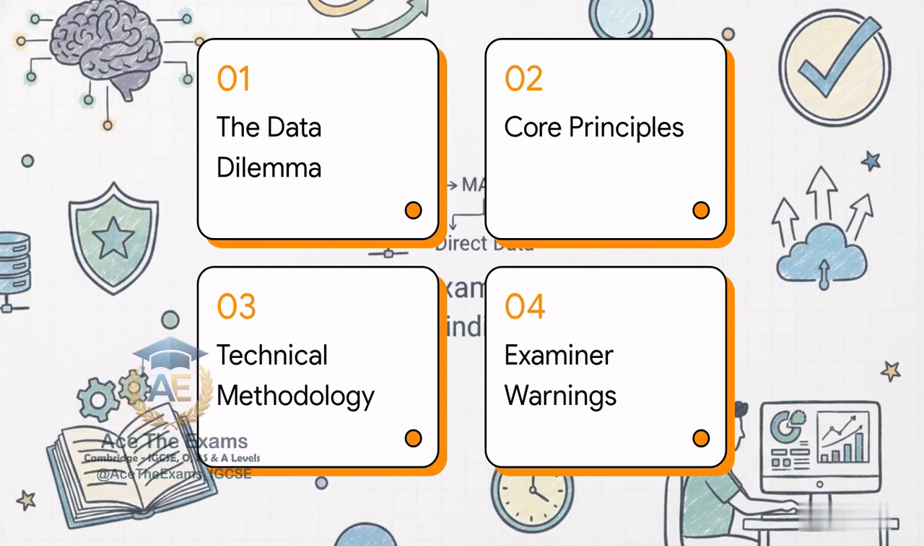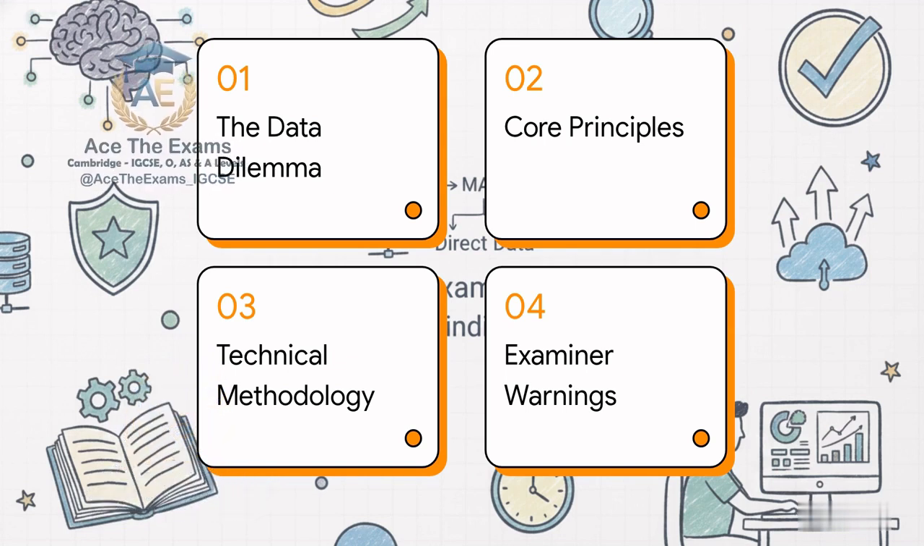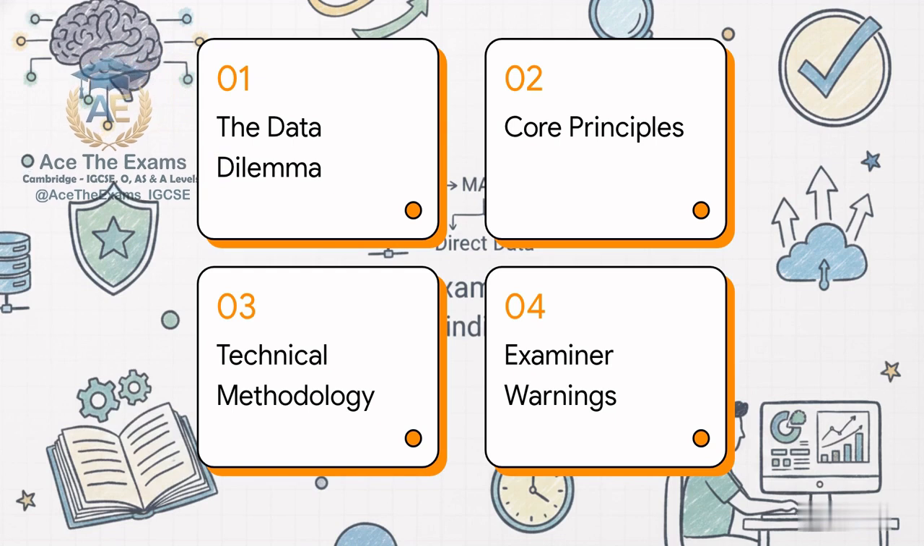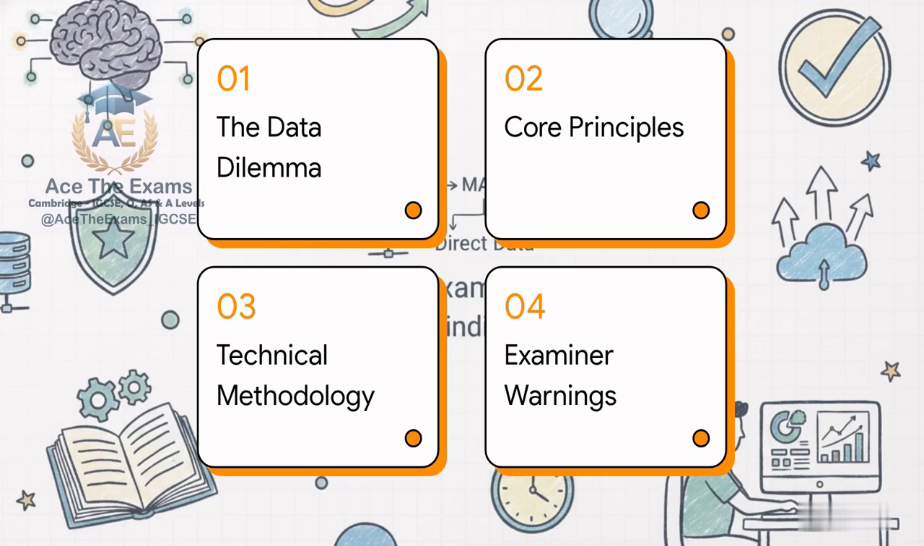We are breaking down this dense syllabus section into 4 logical, highly actionable sections that will guide you directly to those top marks. First up, we'll unpack the data dilemma. Then, we'll move into the core theoretical principles you need to know. After that, we'll break down the technical methodology, the actual system you'll use to write your answers. And finally, we'll reveal those critical examiner warnings that completely separate the average scores from the elite top percentile. Let's get right to it.